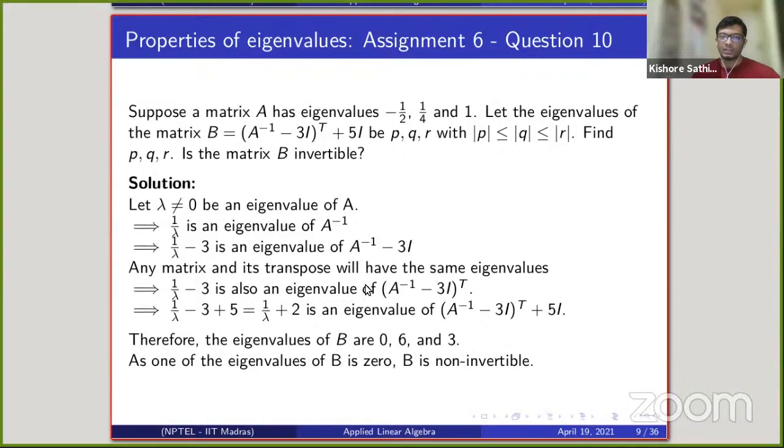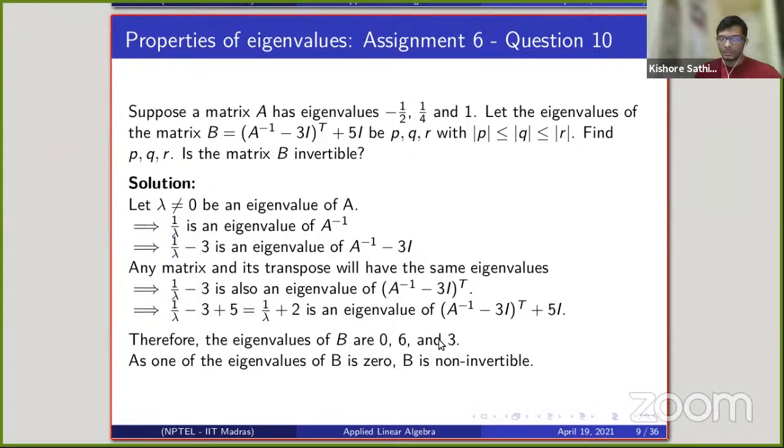And then we use the adding of an identity matrix again. So we add 5 times I, and so the eigenvalues will also get added by 5. So 1 by lambda minus 3 plus 5. That's 1 by lambda plus 2. These are eigenvalues of A inverse minus 3I, the whole transpose, plus 5I. This is equal to B.